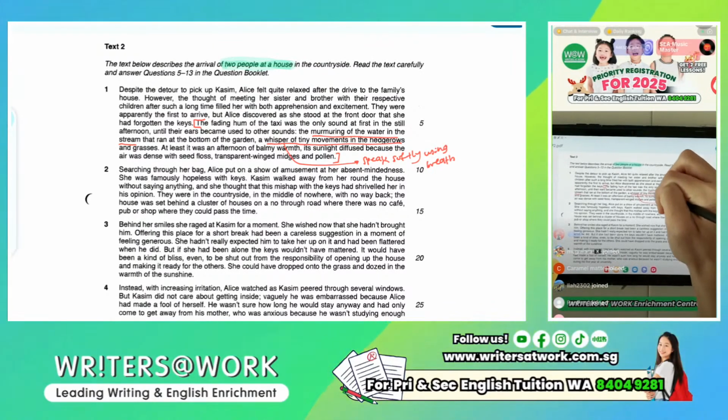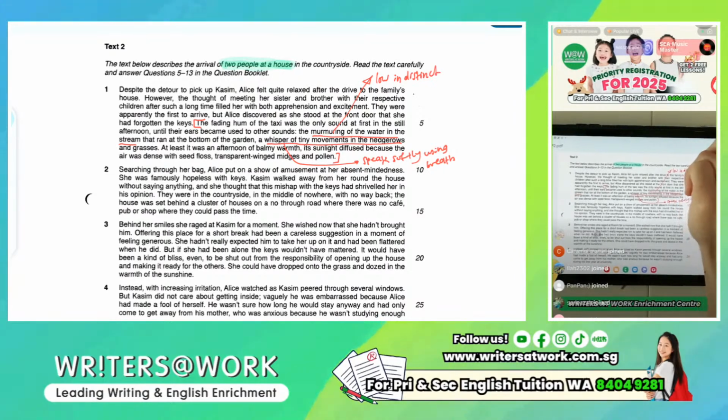And murmuring here means a low, indistinct, continuous sound. So it's like in your school hall when everybody tries to quiet down, then you can hear the low drone of people's voices ongoing. Yeah, that's called murmuring.